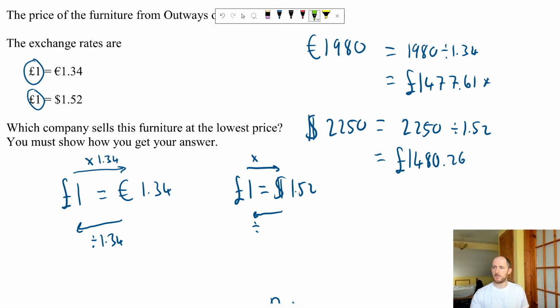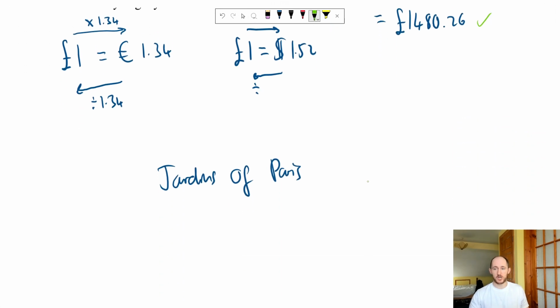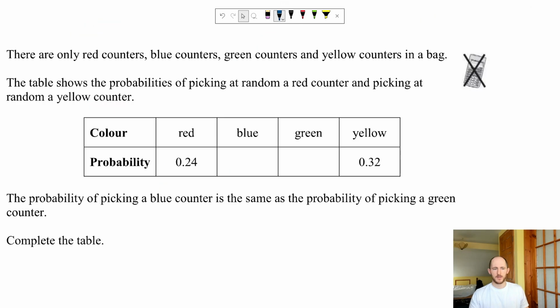So you literally just get a mark for each of these, and then for your actual conclusion, which is which company is actually the cheapest. If you do that, you get the full 3 marks.